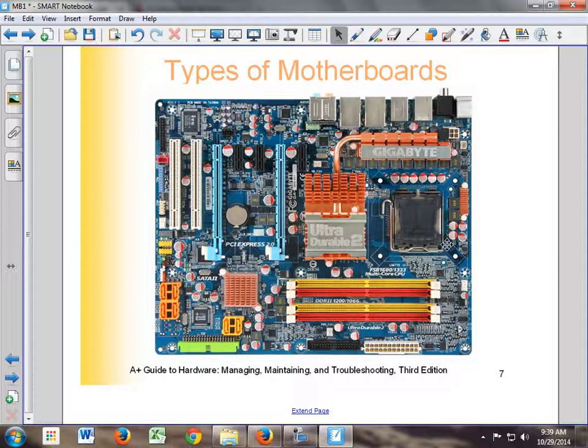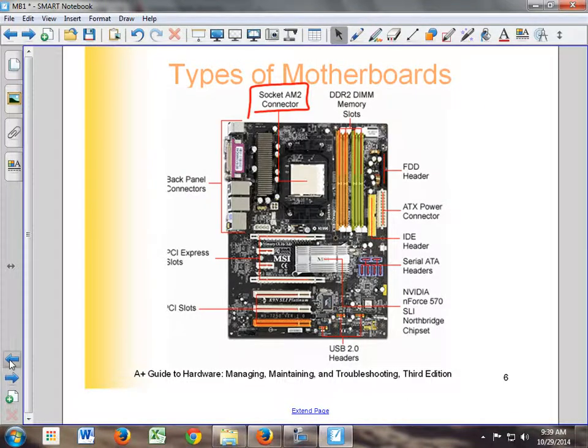This is an unused motherboard that has a little plastic piece over top of it. Okay, so the next thing we need to look at when we're looking at motherboards is the kind of memory, because we have different kinds of memory slots when we look at these.